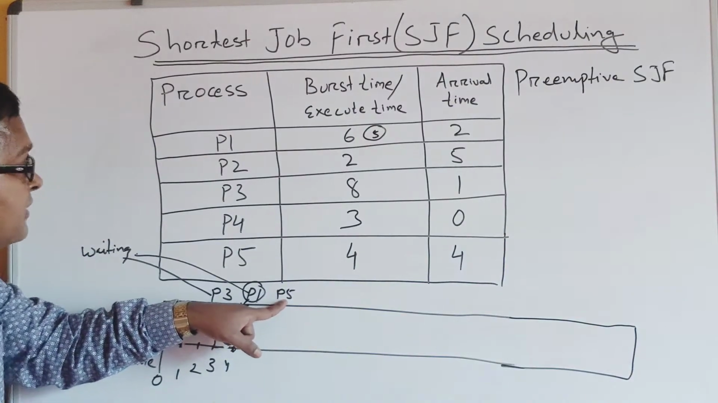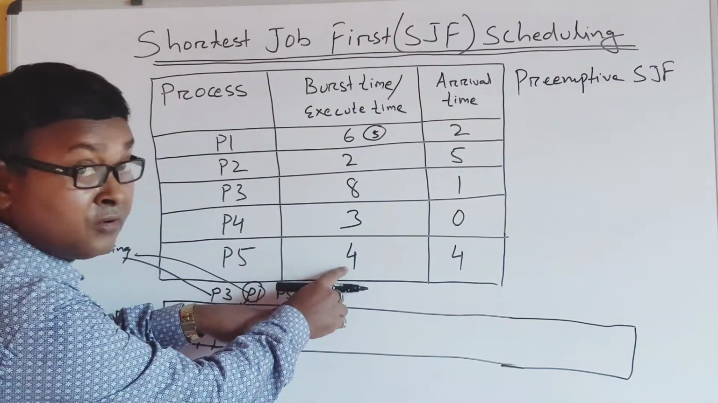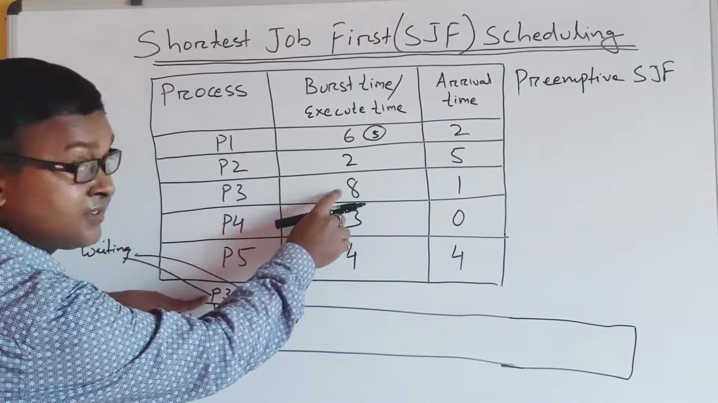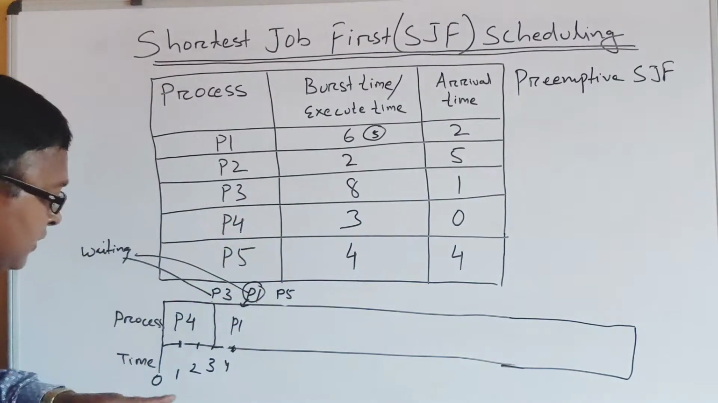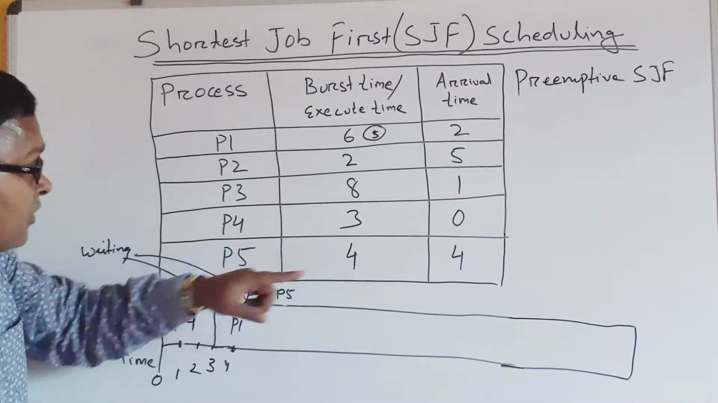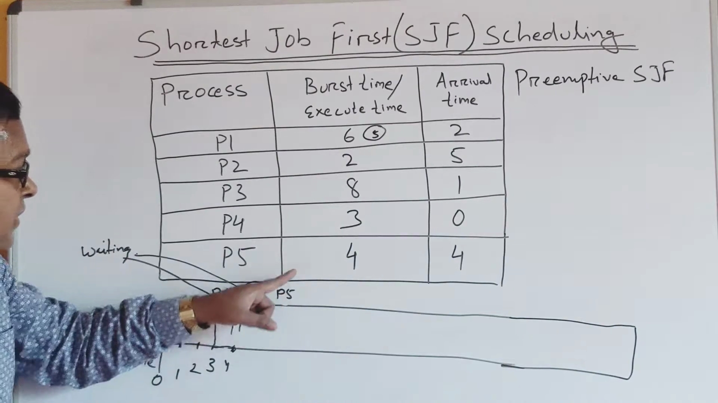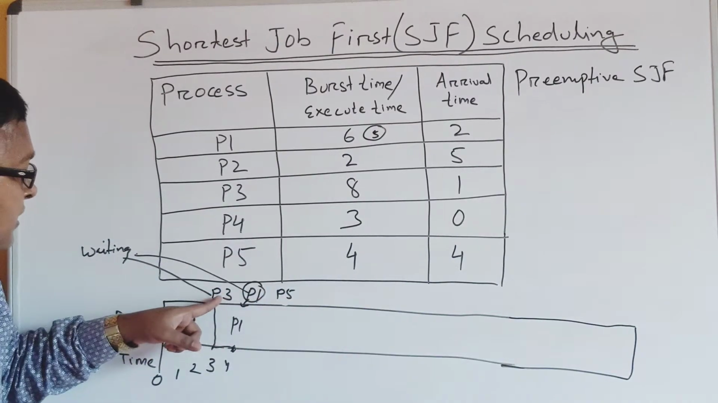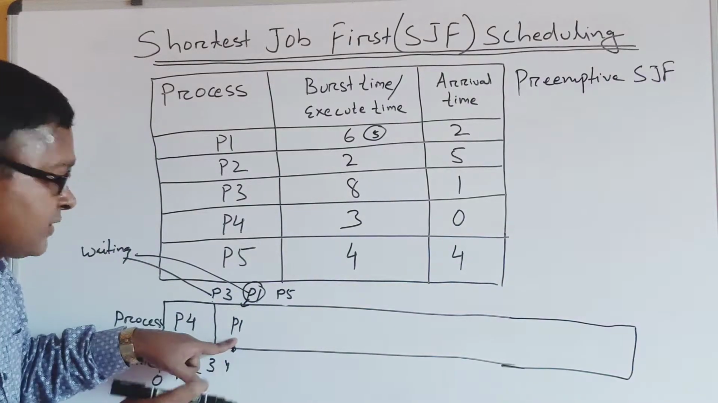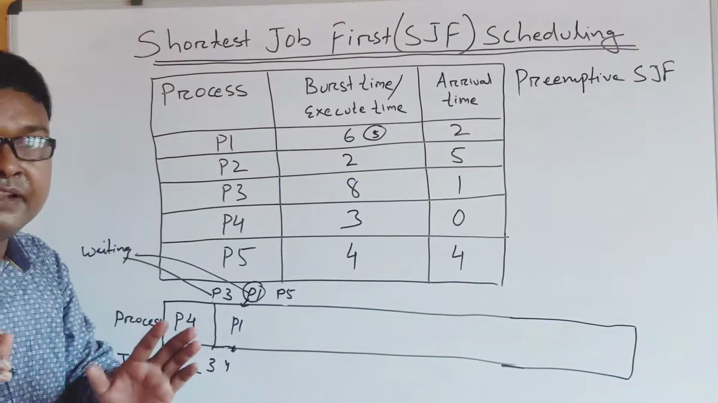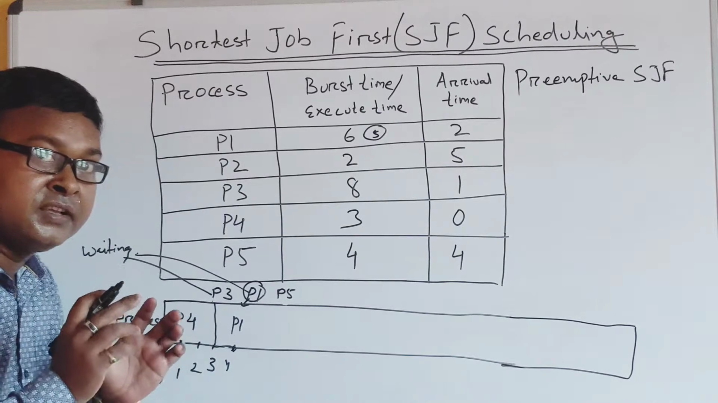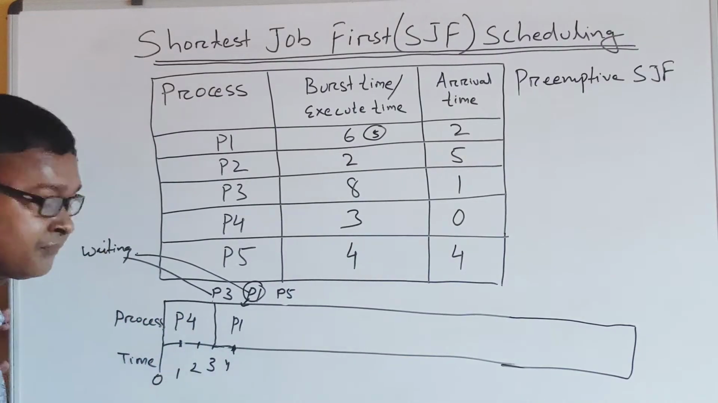P5 has 4. P3 has 8. Which one is the shortest now? When P1 has completed 1 unit, 5 or 4 or 8? P5 is 4, P3 is 8, and P1, which is inside the processor, is 5. Still 5 left. Which process will be executing right now at the 4th unit of time?